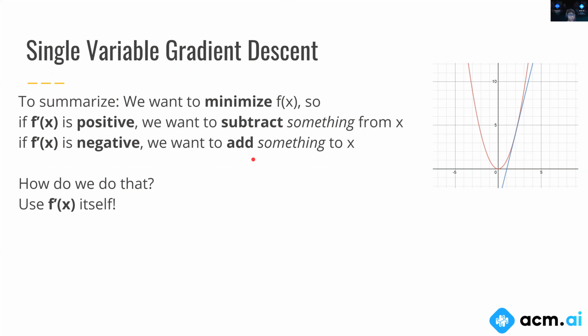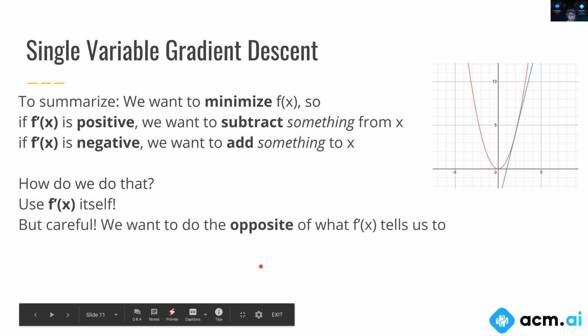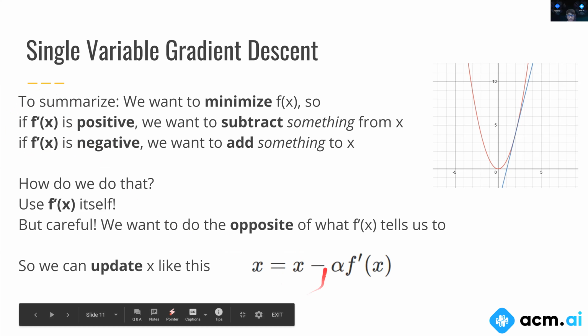But we need to be a little careful. Notice that there's a system of opposites going on here. So we have positive, subtract, negative, add. So in a way, we want to do the opposite of what f prime of x tells us to do. So the way we handle that is by simply putting a negative. So we have our old x, we have f prime of x, and to do the opposite, we put this negative sign in front.